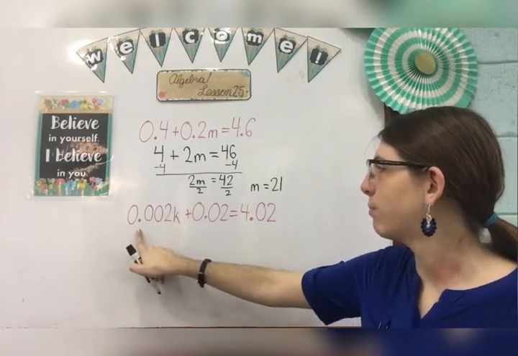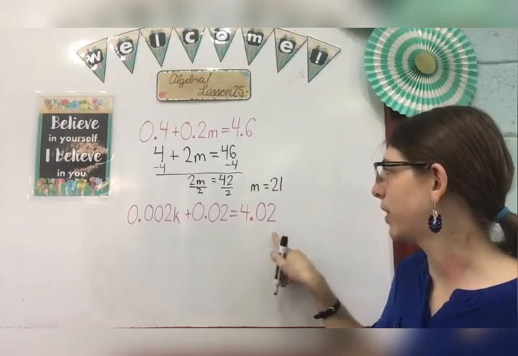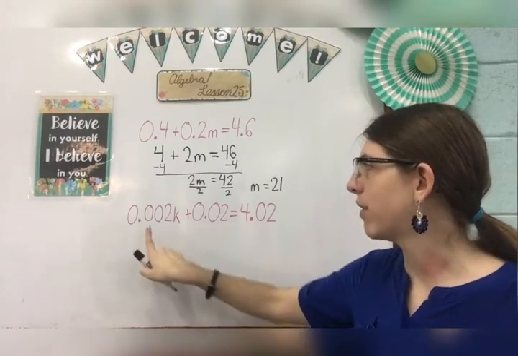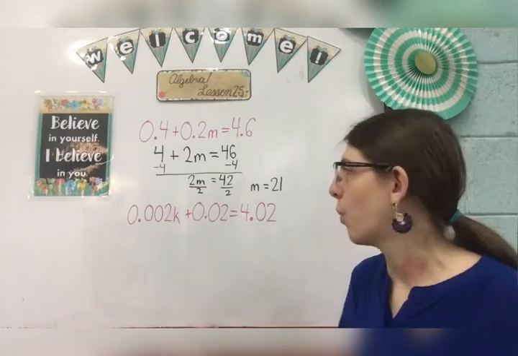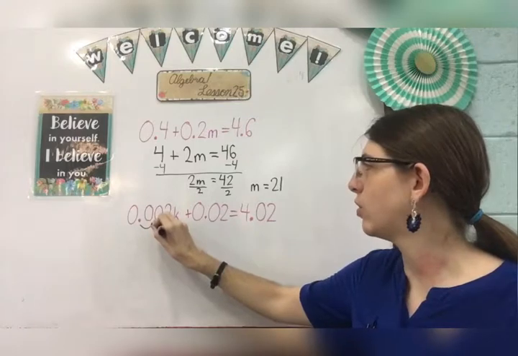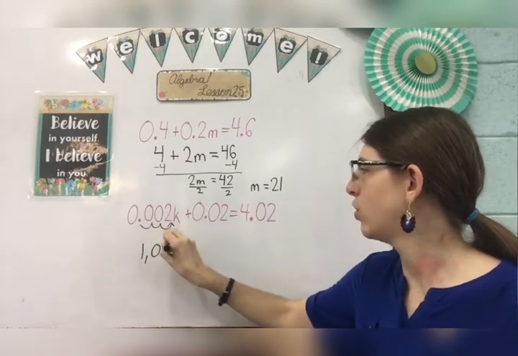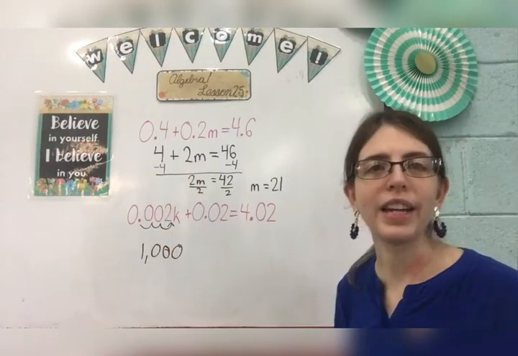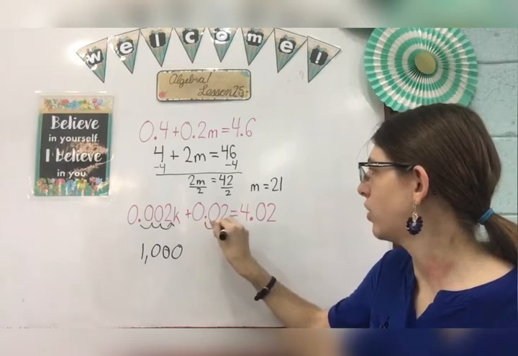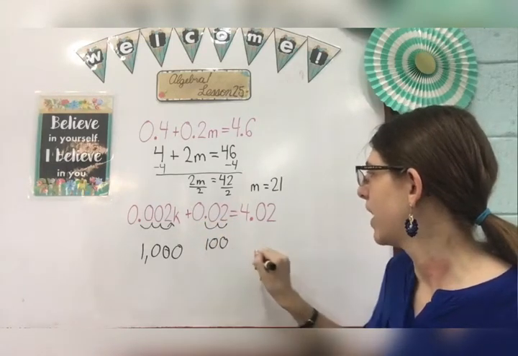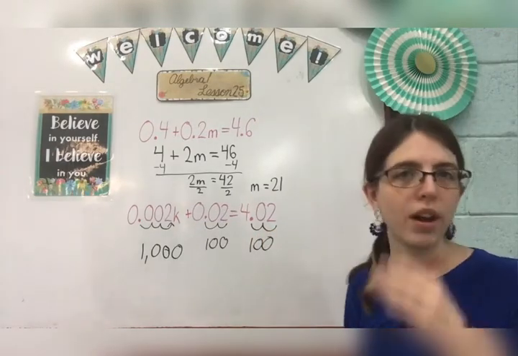Here I have 0.002k plus 0.02 equals 4.02. Well, what power of 10 would I need to make this into just 2? I need to move my decimal point 1, 2, 3 places. So that means I need the power of 10 with 3 zeros, so I need 1,000. Here, I only need 2 zeros, so I need 100.